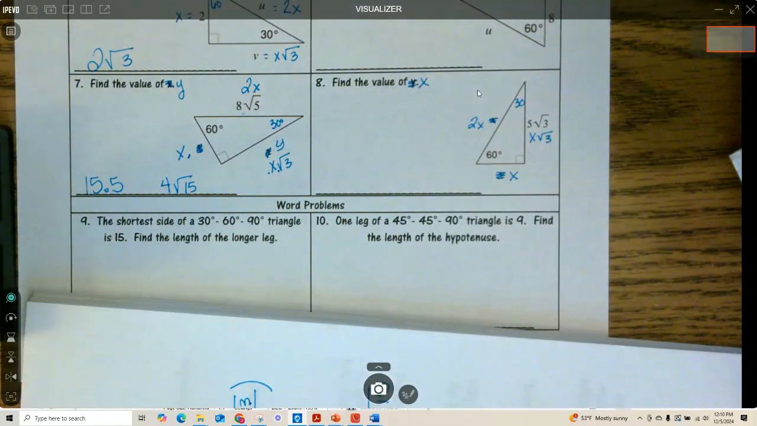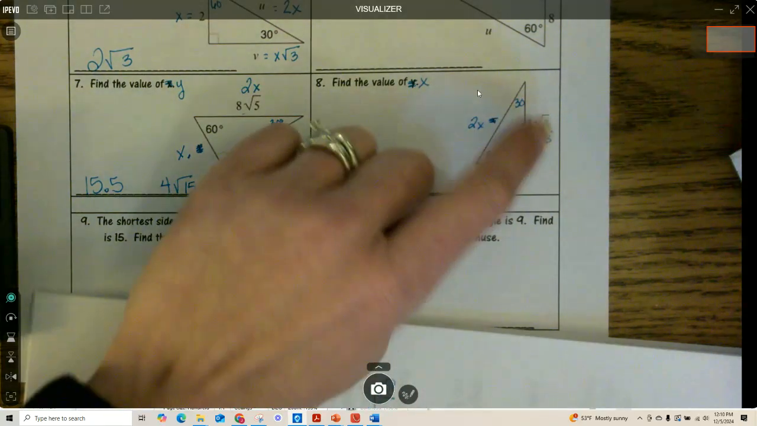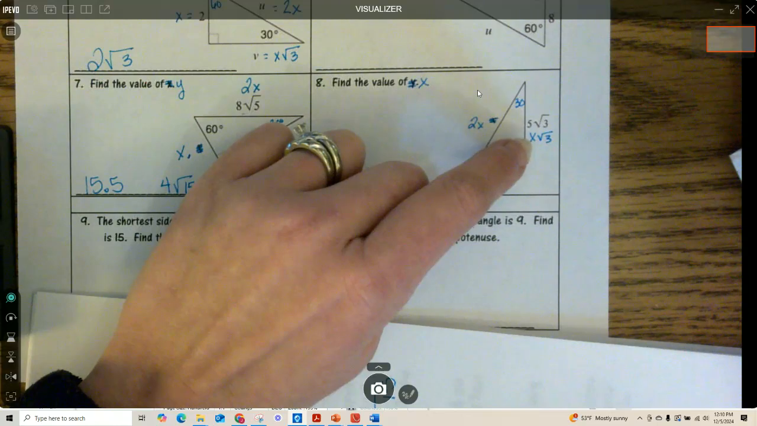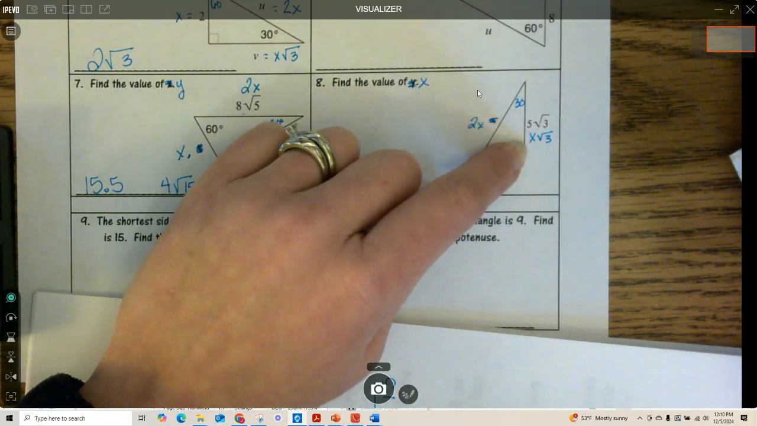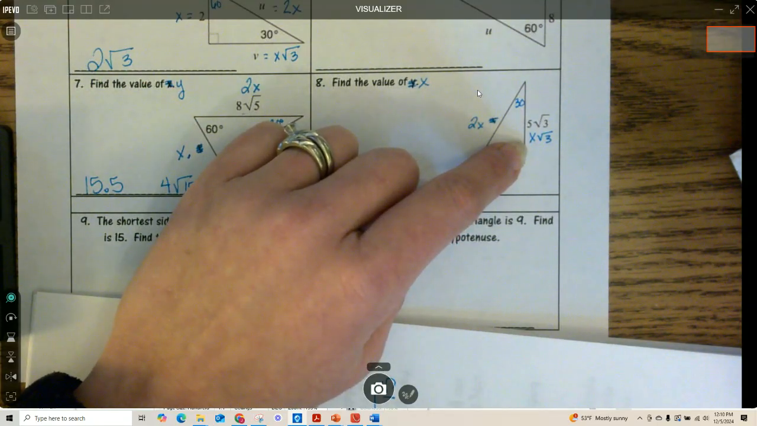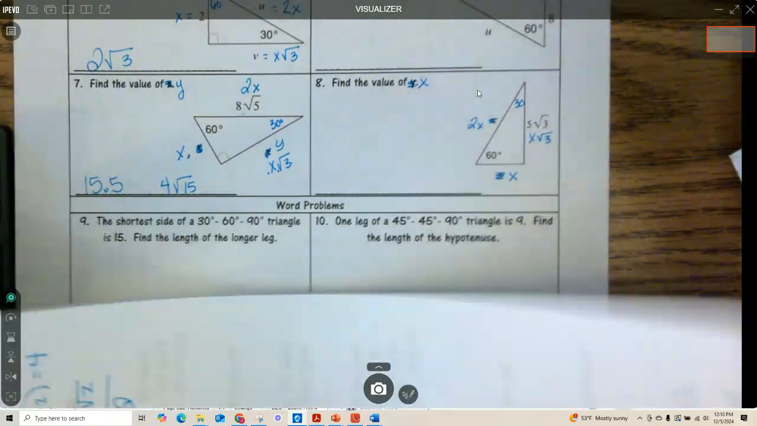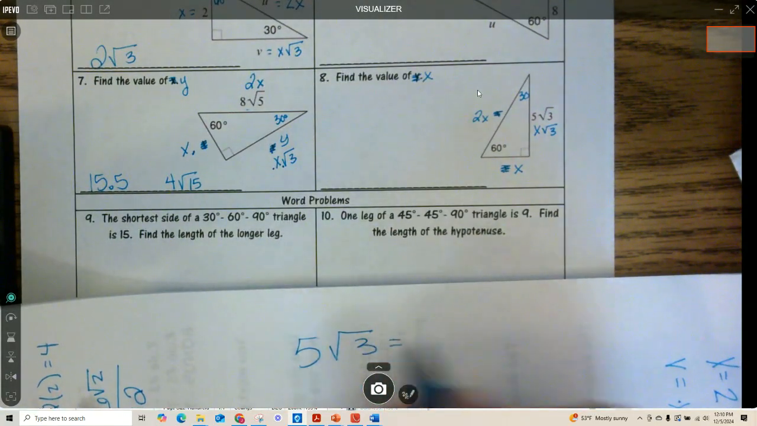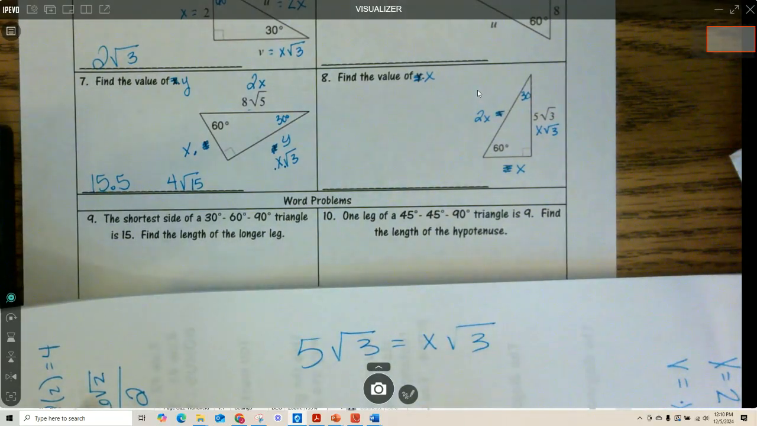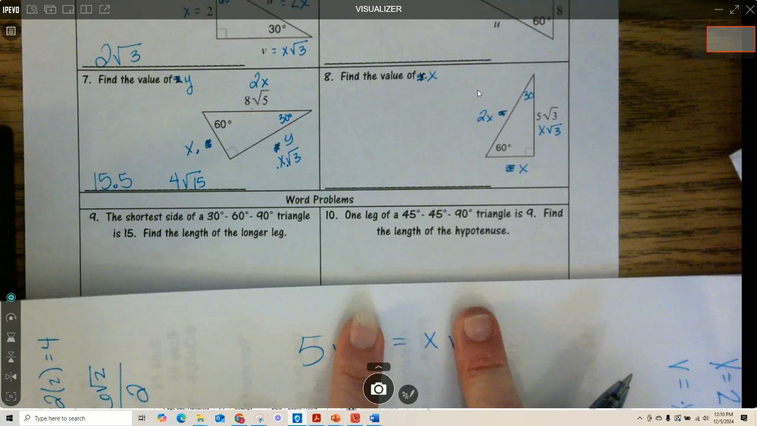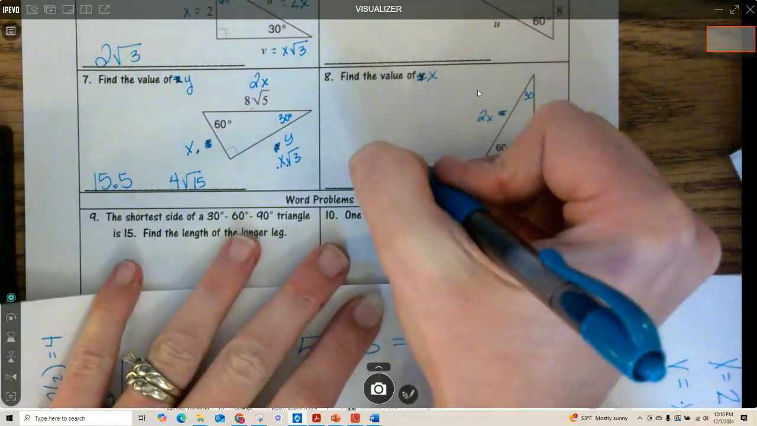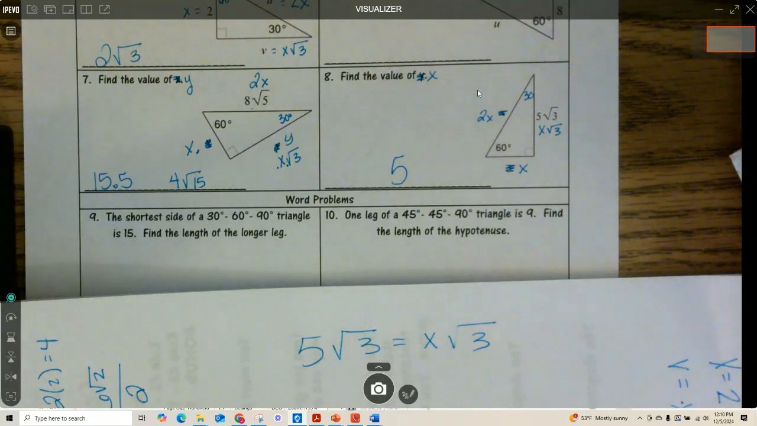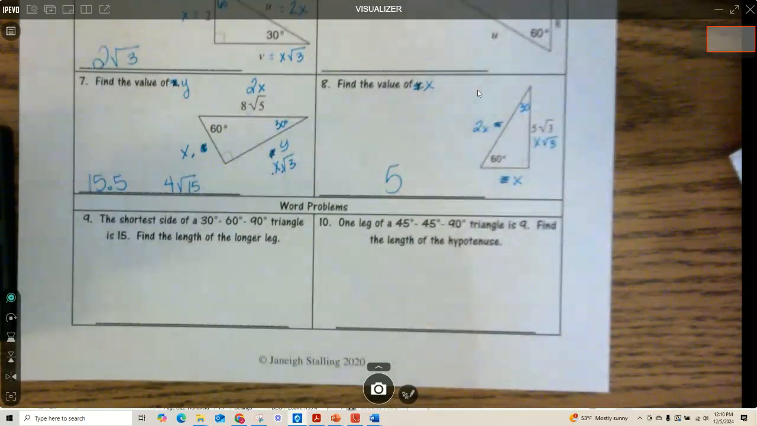What's x equal? No fancy math. What's x equal? If 5 times the square root of 3 equals x times the square root of 3, what's x equal? 5. Does everybody see it? 5 times the square root of 3 equals x times the square root of 3. Okay. So that's the answer to this one. Just a 5.